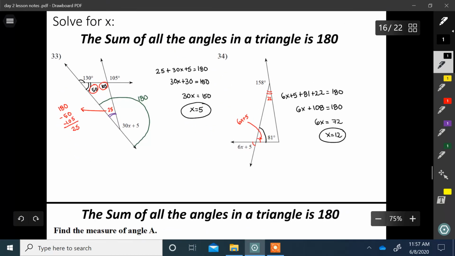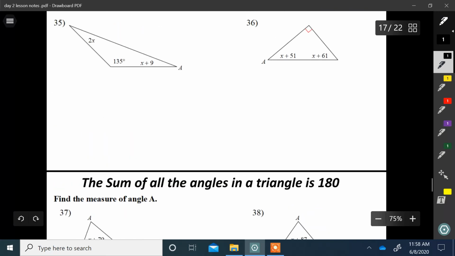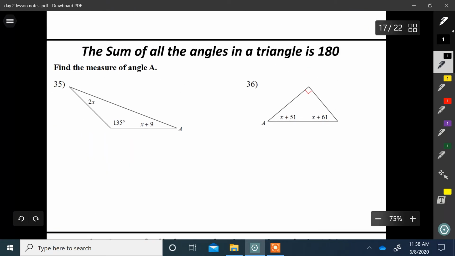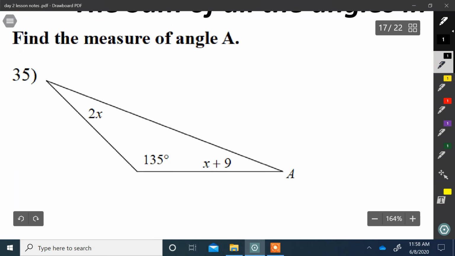Now if I told you there is one way to do all of these problems, I would be lying. You have to use what you know and apply it in order to solve each problem. Every problem might look a little bit different. Okay? All right. This one here, they're asking you to find the measurement of angle A. This is pretty easy as well. After we find X, we just plug in there and then we find A. So it's the same idea with this one.